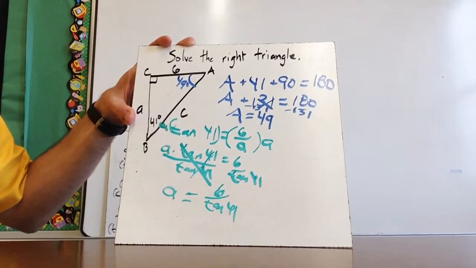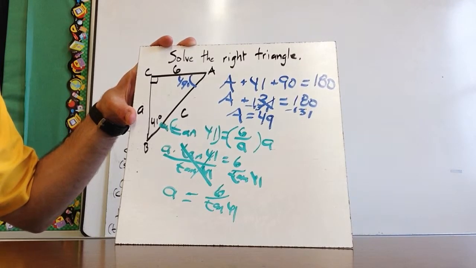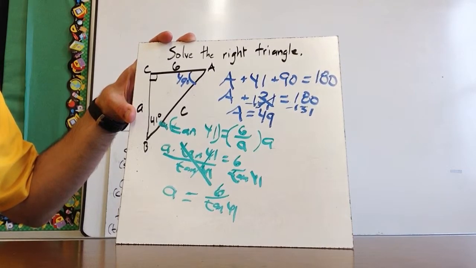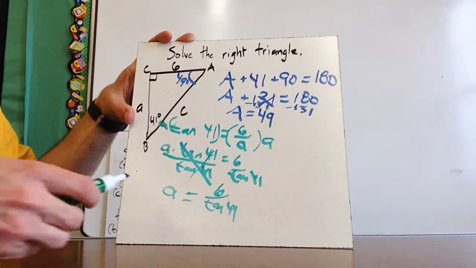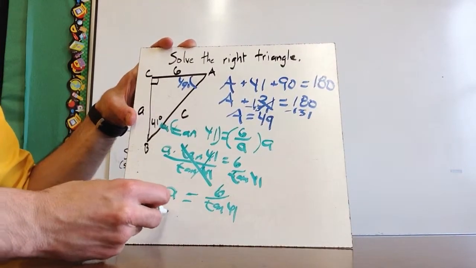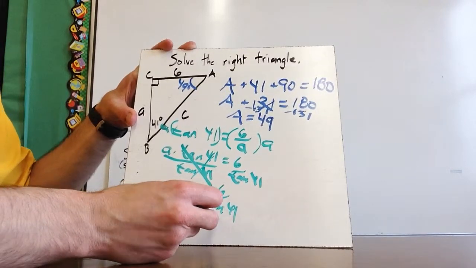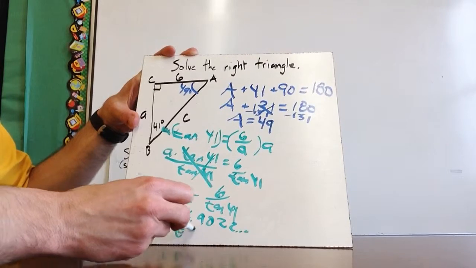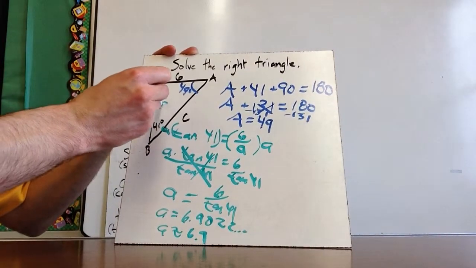Now I can take my calculator and type in 6 divided by tangent of 41, and I end up getting 6.9022 and so on. So A is approximately 6.9. So I know that this now equals 6.9.